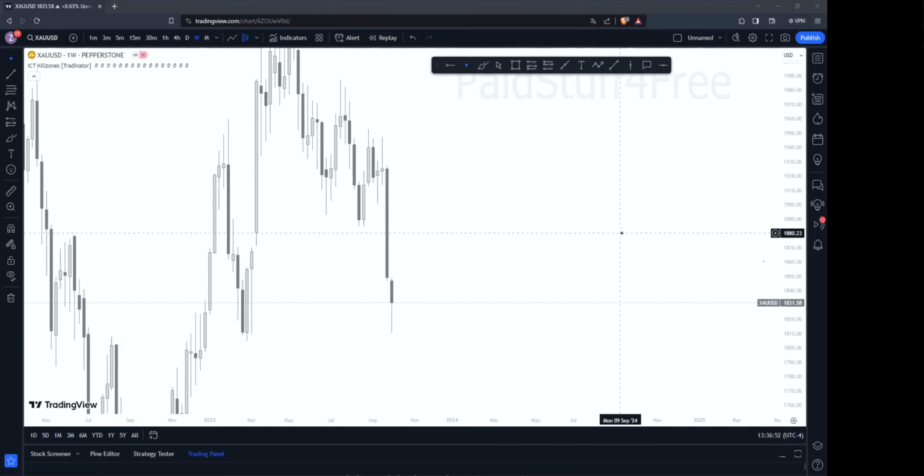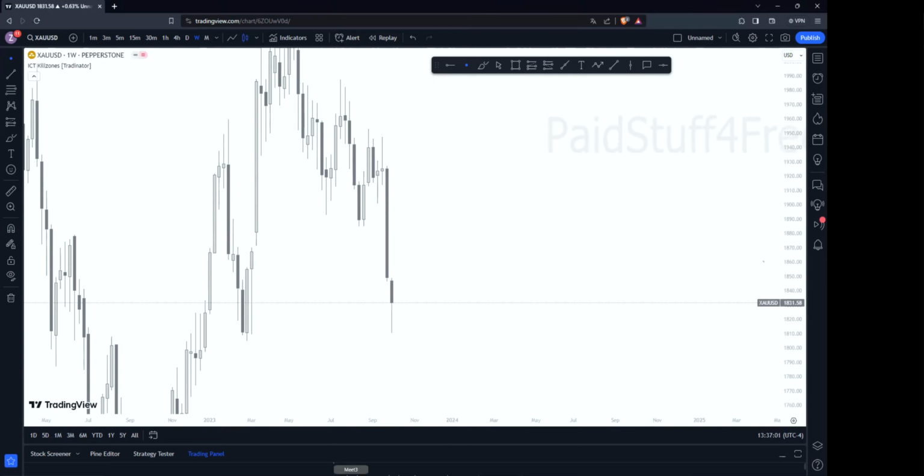Noticed last week in gold, the third Friday lows on Pepperstone, and is that just a dodgy broker? I don't really see other brokers, but just stick with Pepperstone.